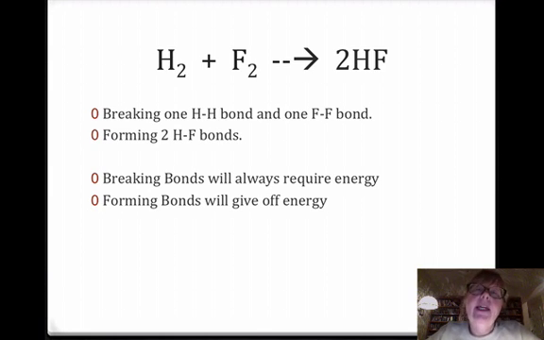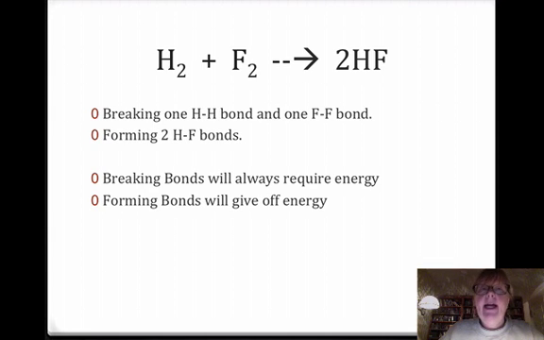Now remember, in the kinetics unit we said that this bond breaking and bond forming is all occurring at the top of that hill, what used to be called the transition state. It's also called the activated complex. But at the very top of that hill, this is where the bonds are breaking and where the bonds are forming.